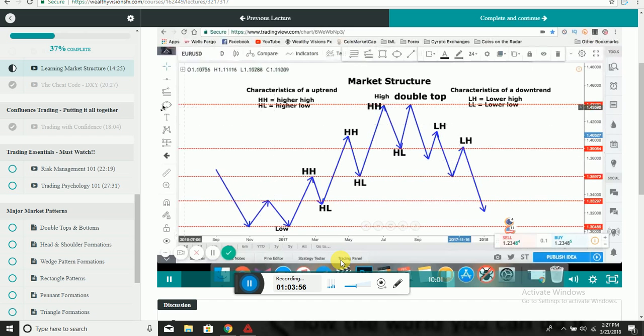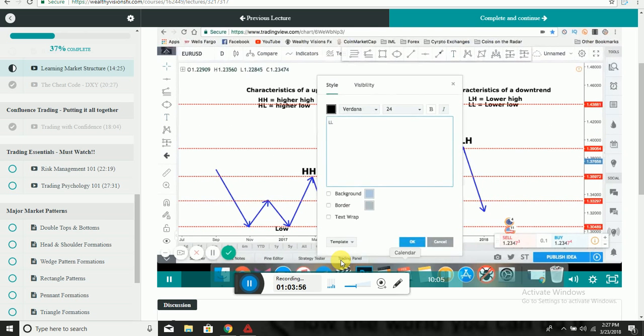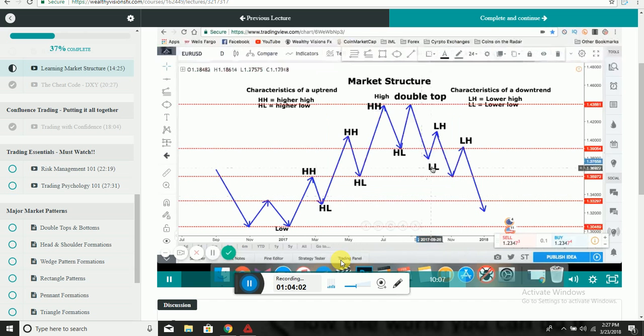And when we ride the sell, right, these lower lows are going to be created, which is the characteristics of a downtrend, okay? So we got that lower low, right? We got this lower high, lower low, lower high, lower low. And those are the characteristics of a downtrend. It's that simple. Okay? There's no need to overcomplicate it.